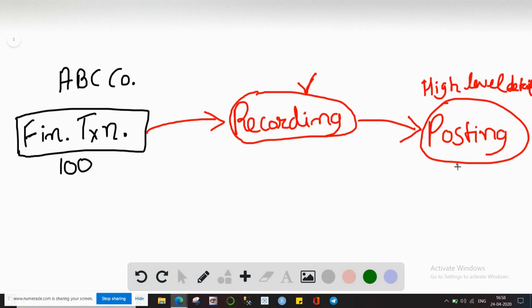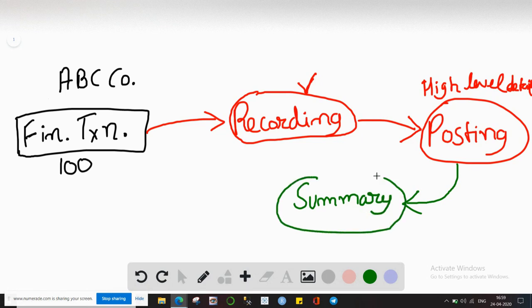Now whenever we do posting, to get a summarized point, to get the picture very clear, we prepare the summary of all the ledgers. So where do we post? We post to the ledgers. After the posting, we get a summary. How do we get the summary? Through the trial balance.